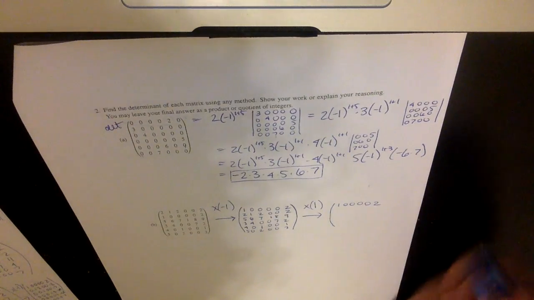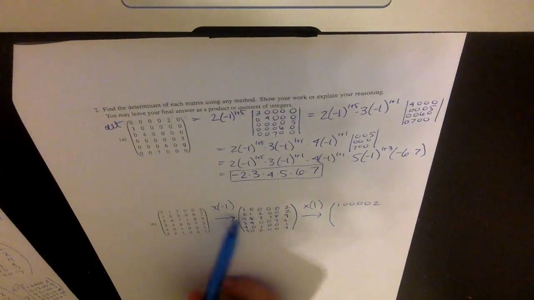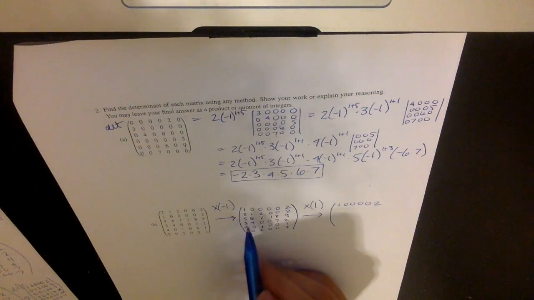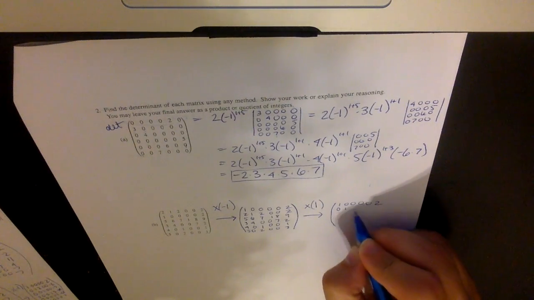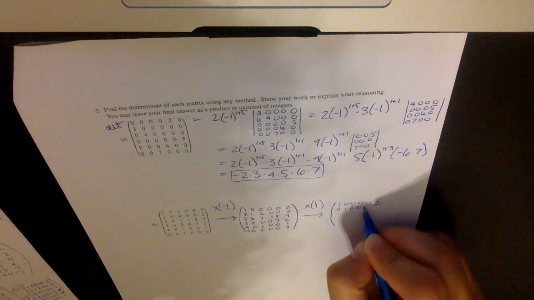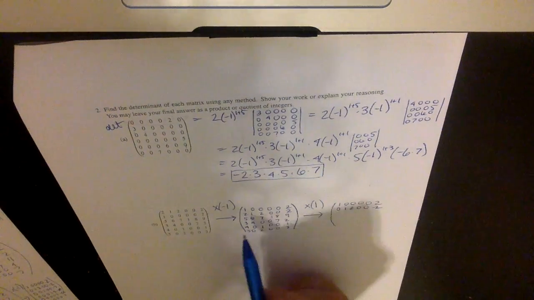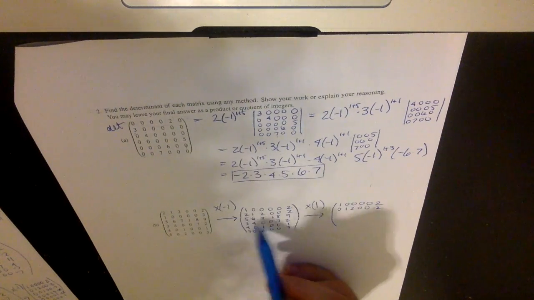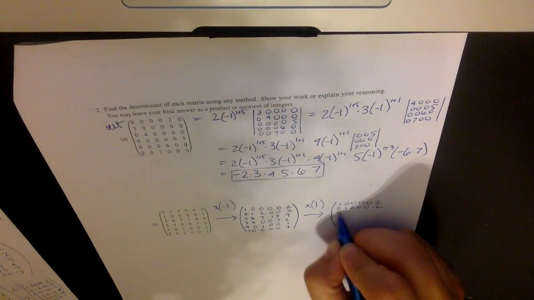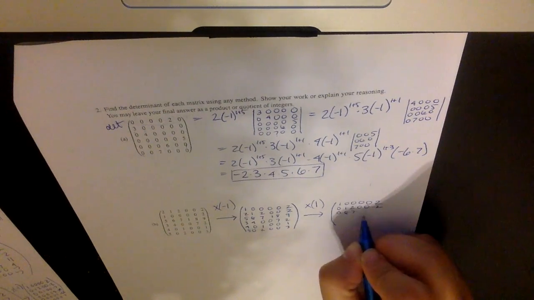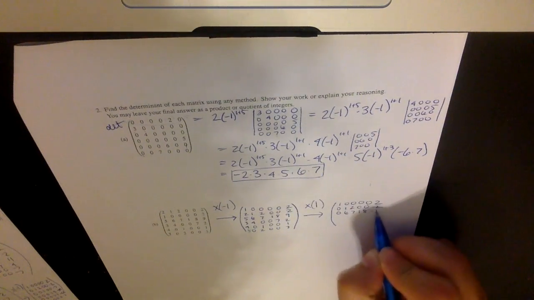stays the same. Now I'm going to take each of these rows and subtract the appropriate multiple of the first row. So the second row minus 2 times the first row is 0, 1, 2, 0, 0, -2. Now this third row minus 5 times the first row is 0, 6, 7, 1, 8, 9 minus 10 is -1.